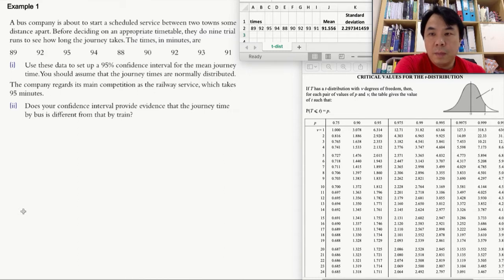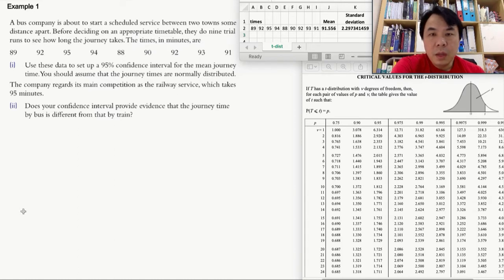So the first data collected was 89, then the second one is 92, third one 95, 94, 88, 90, 92, 93, and 91. Now the first question: use this data that they have collected to set up a 95% confidence interval for the average journey time traveling between those two towns. You should assume that the journey times are normally distributed.